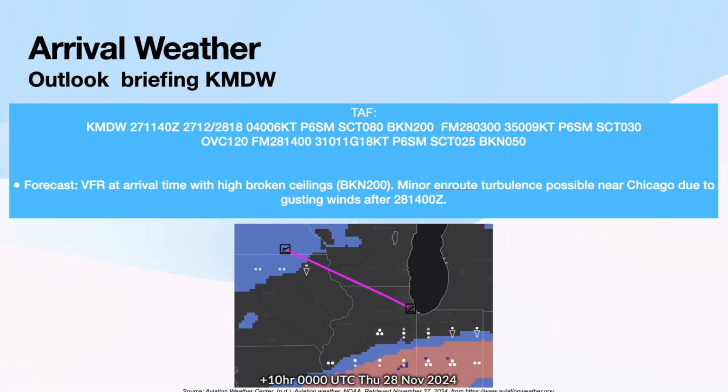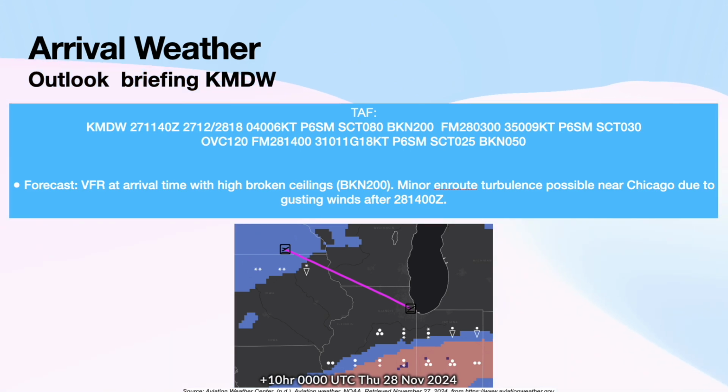At the destination, Kilo Mike Delta Whiskey Airport, the outlook was favorable. The tab forecast VFR with scattered clouds at 8,000 feet and broken clouds at 20,000 feet. While light northerly winds and minor turbulence were expected, overall conditions were conducive to a safe arrival.